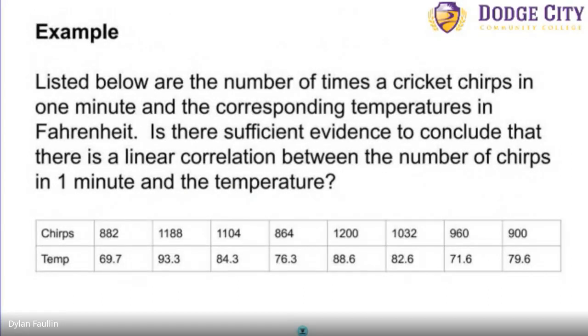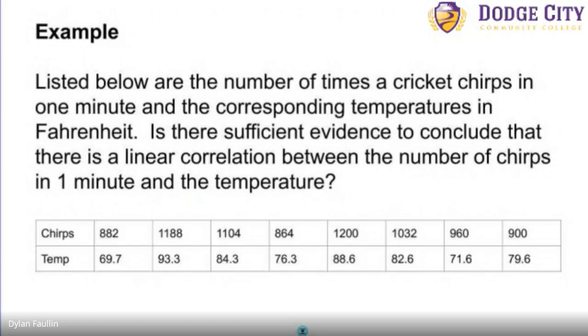All right, so let's try to determine if there's a linear relationship. Listed below are the number of times a cricket chirps in 1 minute and the corresponding temperatures in Fahrenheit. Is there sufficient evidence to conclude that there is a linear correlation between the number of chirps in 1 minute and the temperature? So the first thing we'll have to do is take this data set and type it into our lists. So let's do that again.